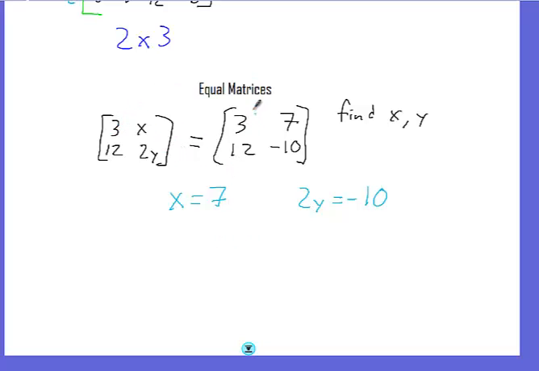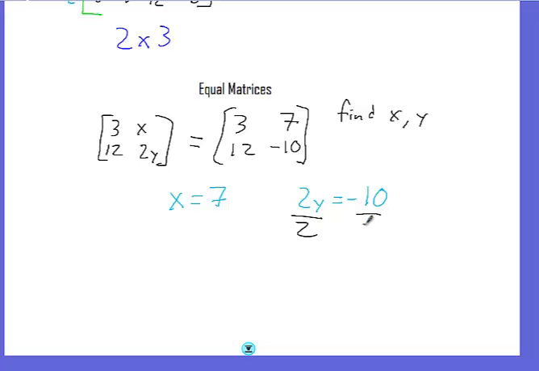Therefore, every corresponding part of each matrix must be the same. So if it's 3 in row 1, column 1, it must be 3 in row 1, column 1. If it's 12 in row 2, column 1, it must be 12 in row 2, column 1. So we know that x must be equal to 7, and 2y must be equal to negative 10. All right? So you're just going to solve these just like you normally do.